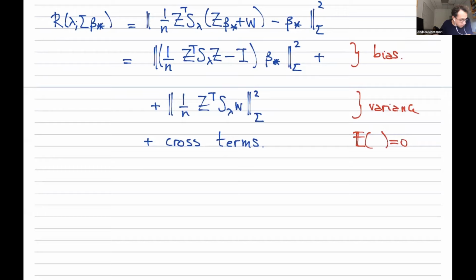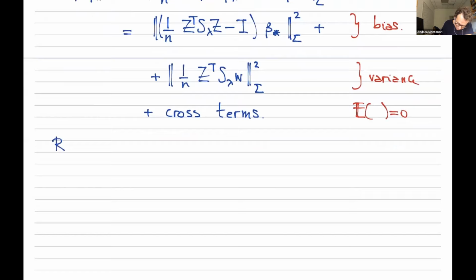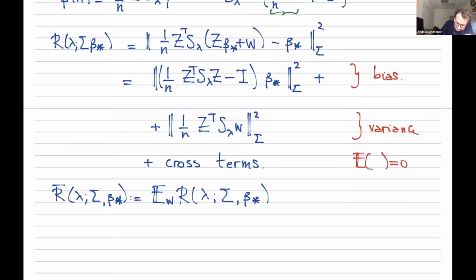Okay, so in particular, if I look at the expectation, I define the expectation, just the expectation with respect only to W, of R of lambda, sigma, beta star. This R is a random object. This is a random variable, of course.